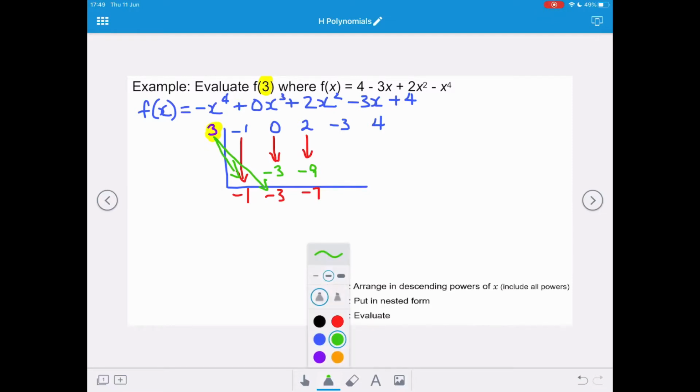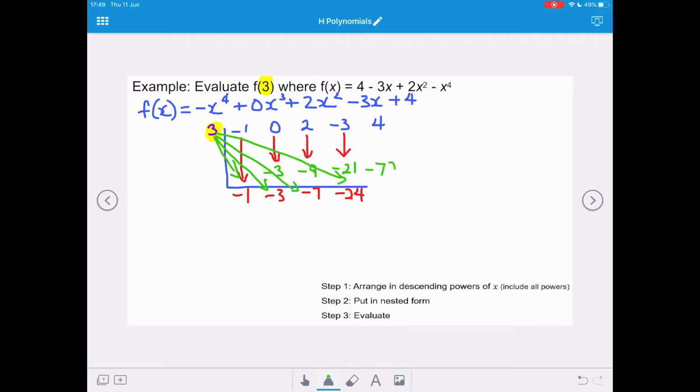We multiply that negative 7 by the 3, giving us negative 21. We're going to add that negative 21 onto the negative 3, giving us negative 24. And we're going to multiply that negative 24 by the 3, which is going to give us negative 72. And when we add the 4 plus negative 72, we're going to get negative 68. And that is our evaluation using synthetic division of f of 3, which equals negative 68.